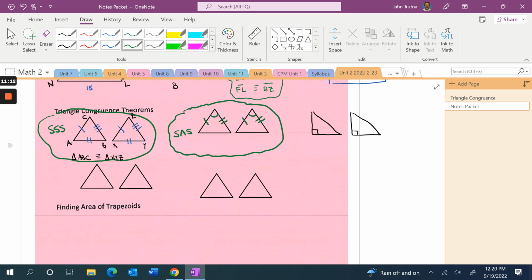Okay, what does the side angle side rule say? It says that you have to have two pairs of congruent sides. That's what the S's stand for. Two pairs of congruent sides, and you have to have one pair of angles that are congruent, and the pair of angles that are congruent have to be in between, or included between, the two sides that are marked as congruent to each other. So that would be side, angle, side.